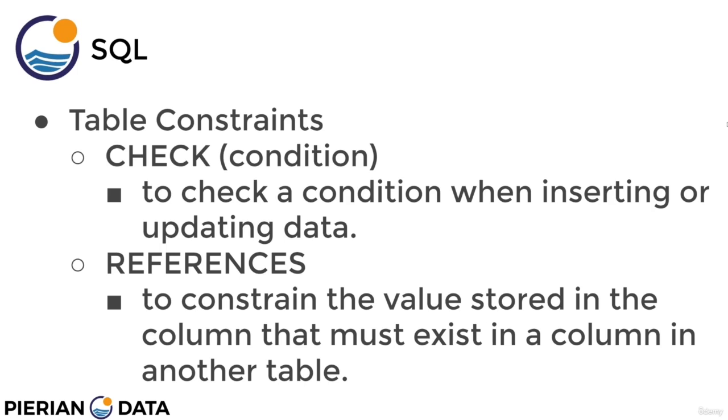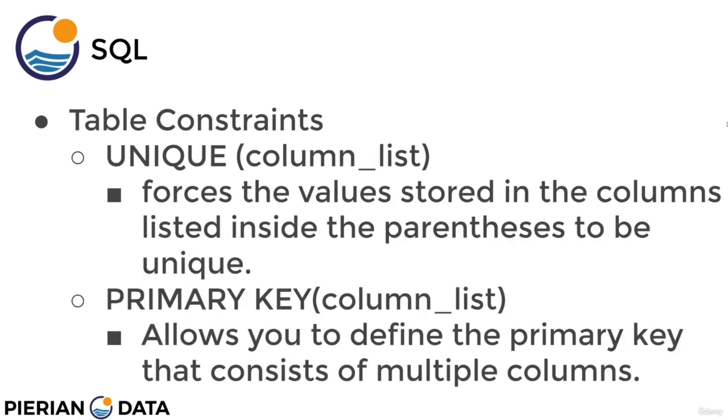Okay, so those are all available column constraints that you apply on an individual column. And you can also apply constraints across an entire table. And some of these table constraints also use the same keywords that are used on the column constraints. So on a table, you can also have an additional check, and in parentheses, you pass in some sort of condition. So you check a condition when inserting or updating data across the entire table. You can also provide a references constraint, which is to constrain the values stored in the column that must exist in a column in another table. So it has to reference another column in another table.